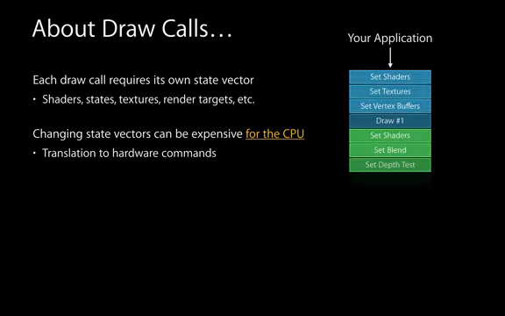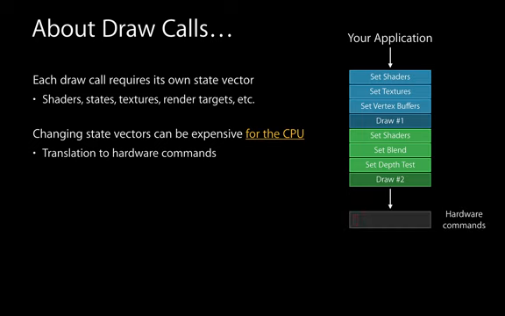So let's take a look at a quick example. If your application is setting up for a new draw call, you'll want to specify the shaders and the state and the textures for each draw operation. And you'll do that each time you want to specify a new draw call. And then the CPU gets involved and spends a bunch of time translating those state changes and those requests to draw into hardware commands before sending it to the GPU.